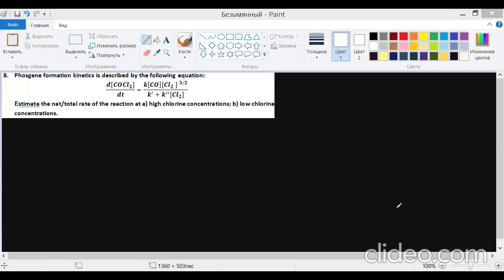Now, let's proceed to the next theoretical question. We have kinetic information, which is described by the equation which is given. It's not that easy, by the way. And they ask us to estimate the net or total rate of reaction when the concentrations of chlorine are high, and at the other extreme when these concentrations are low.